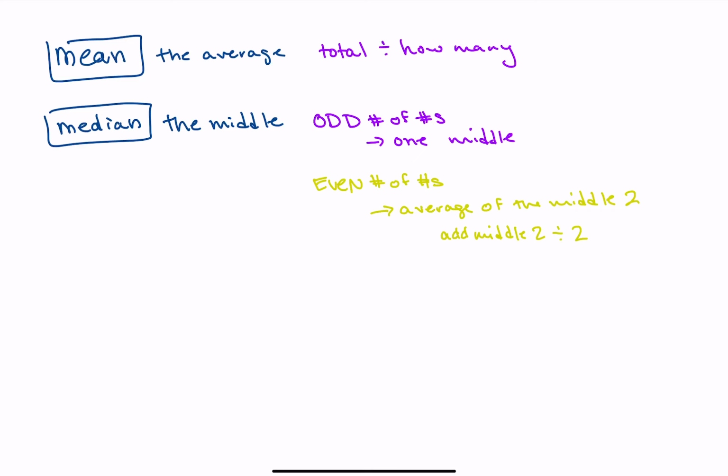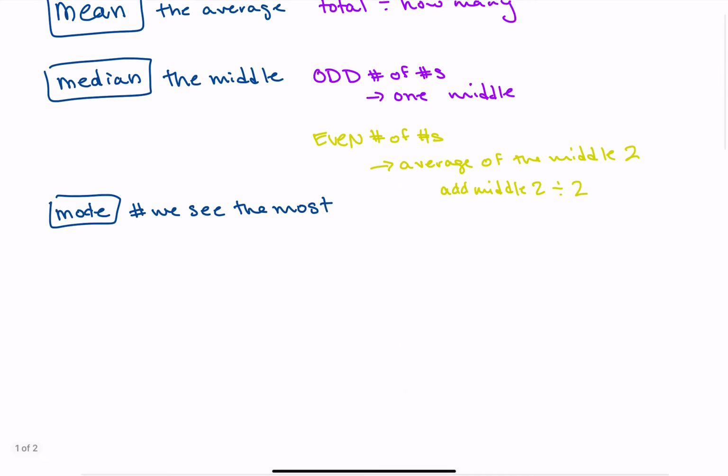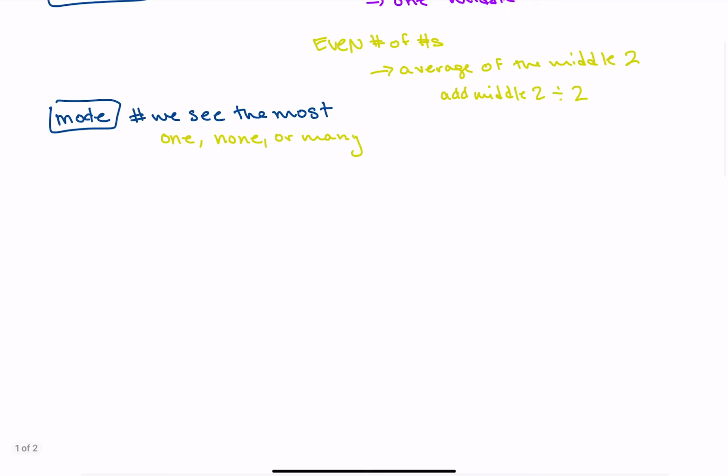Next up, we have the mode, which is a number we see the most. And we have a couple cases about that, right? You can either have one, none, or many modes. Then we have the range, which is the biggest number minus the smallest number.